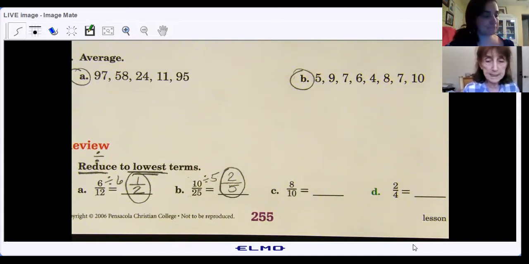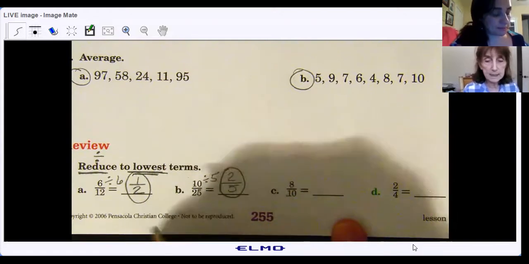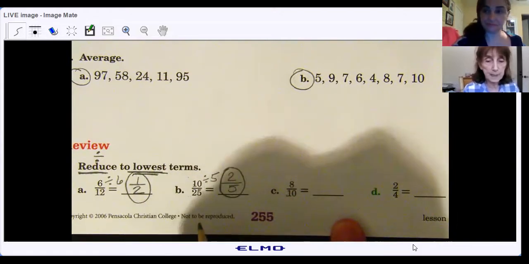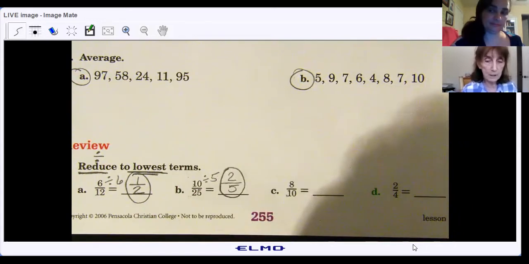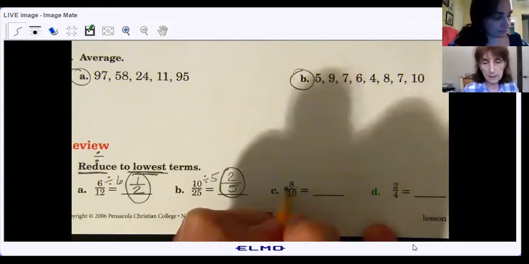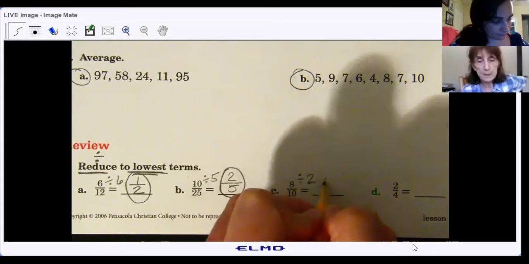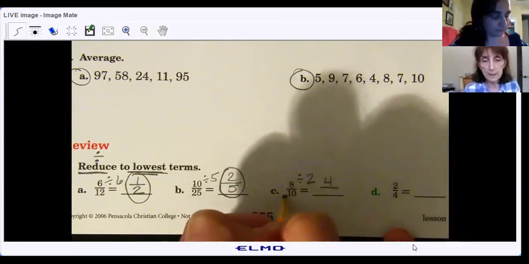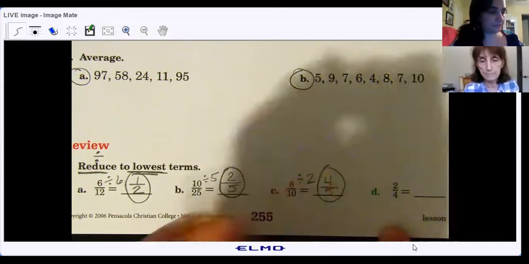All right, C, 8/10. What number will divide by 8 and 10 evenly? All right, let's try 2. Will 2 work? All right, 8 divided by 2 is 4, and 10 divided by 2 is 5. So your final answer is 4/5.